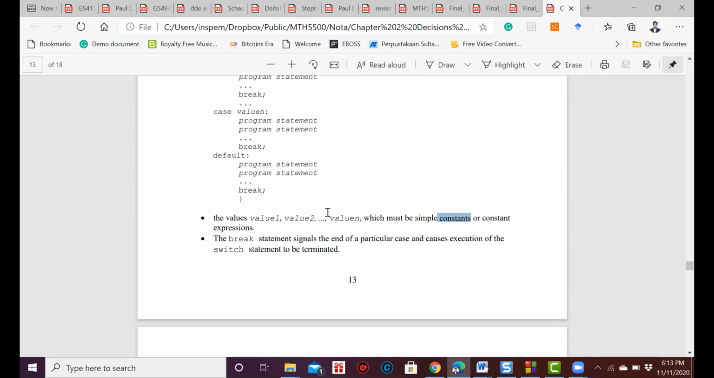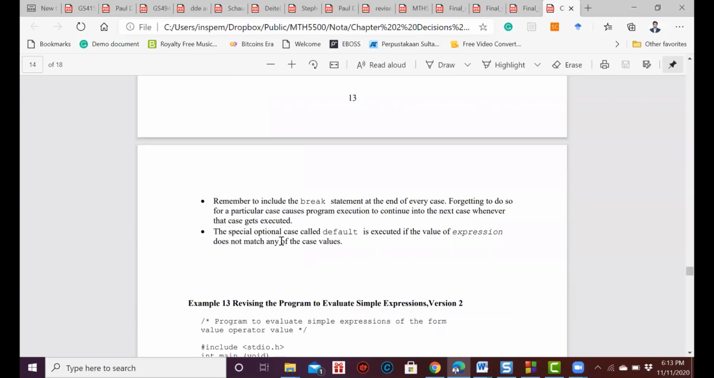I will explain this now. The purpose of the break statement here is that we ask the compiler to go out from the switch statement. Remember to include a break statement at the end of every case. Forgetting to do so for a particular case causes program execution to continue into the next case, as I explained just now. Without break, the compiler will continue to the next cases whenever a case gets executed.